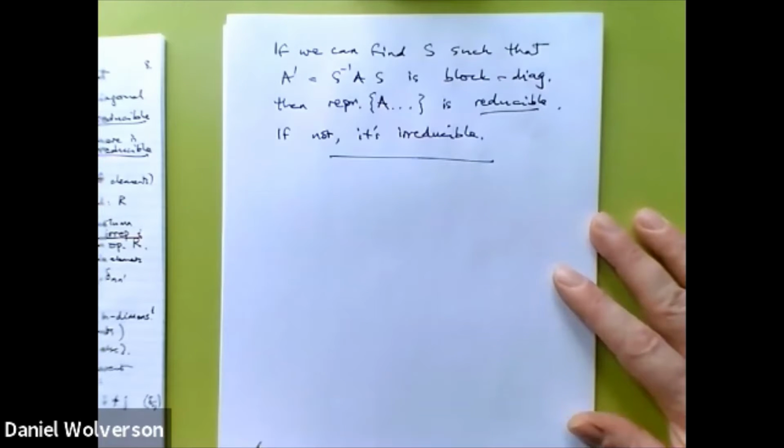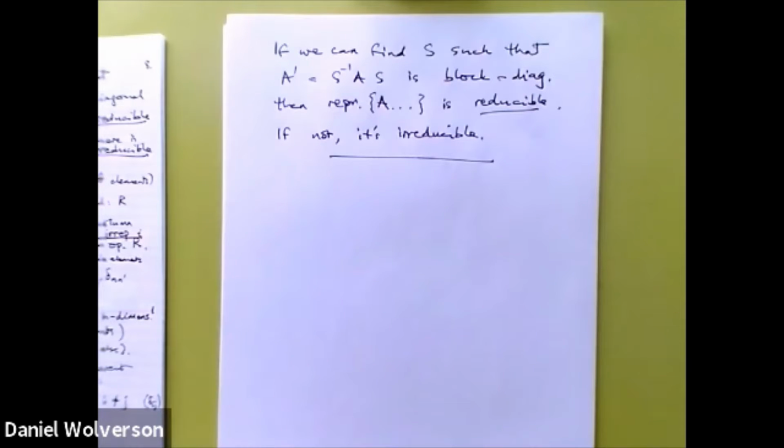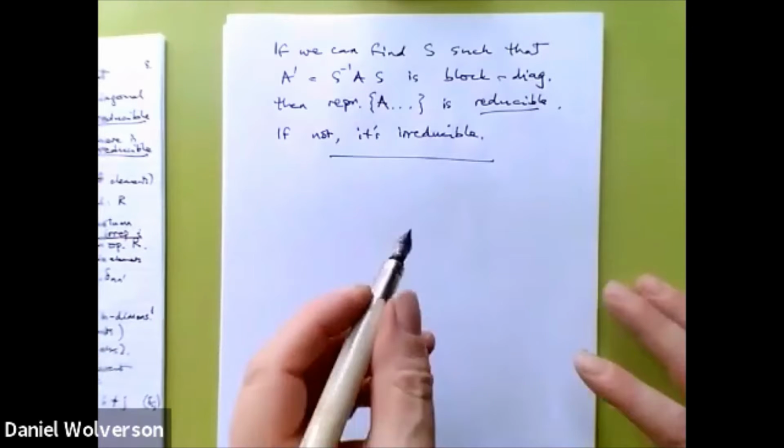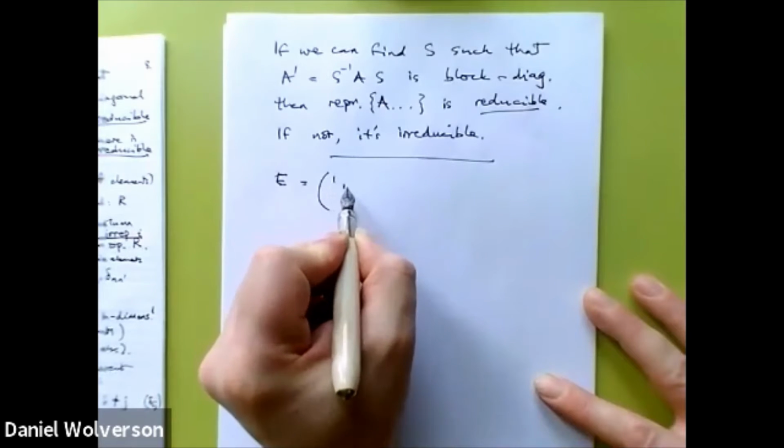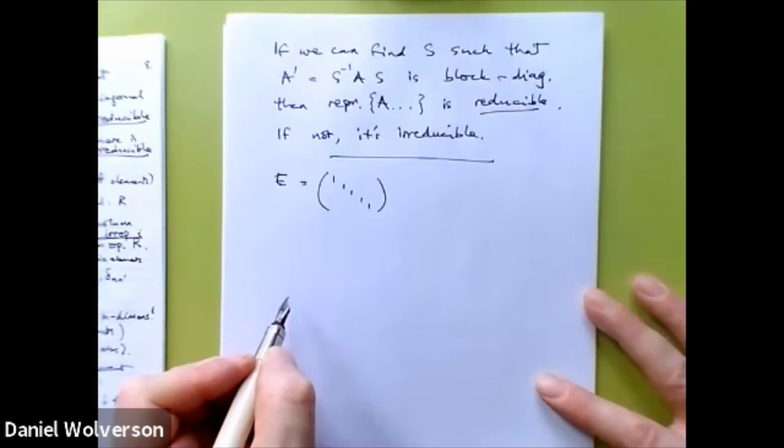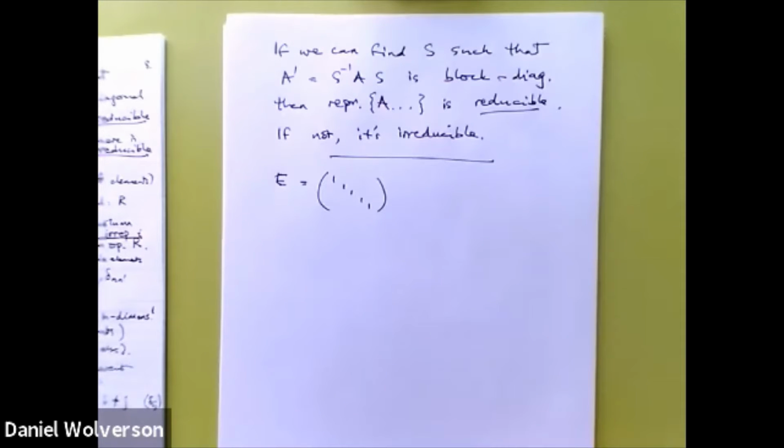Could I ask a quick question? Yes. Just on this last part here, when you say if you can find S such that A prime is block diagonal, does this have to be true for every matrix in the representation? Yes. Some will be more block diagonal than others. If you think of the identity element in any representation, that's going to be ones down the diagonal, noughts elsewhere. So it's no work, it's a pushover.